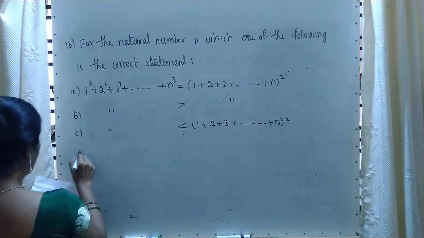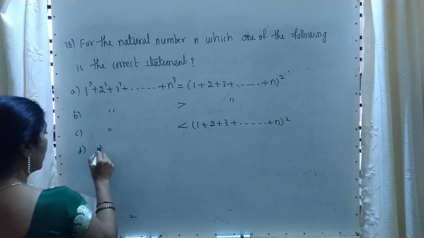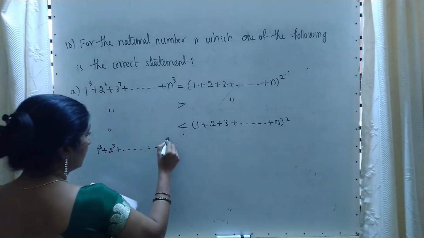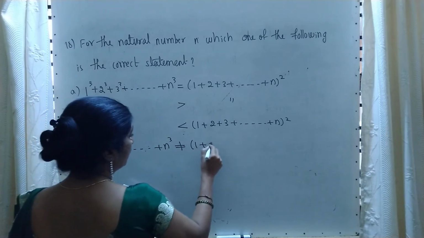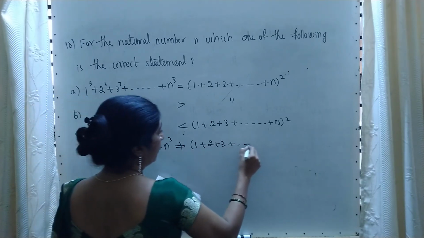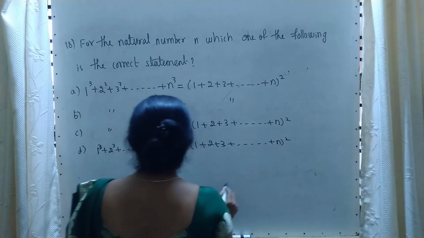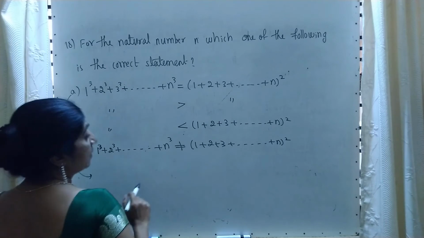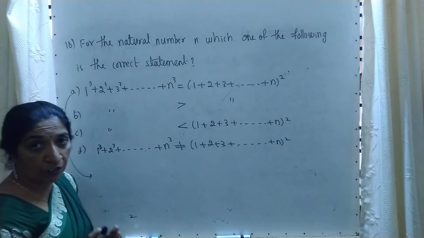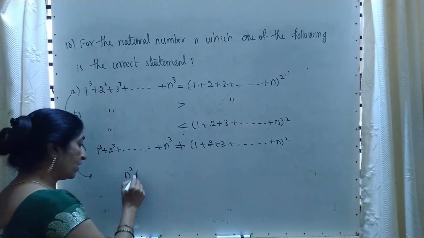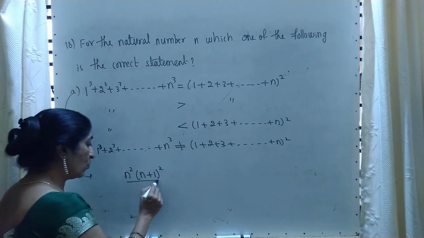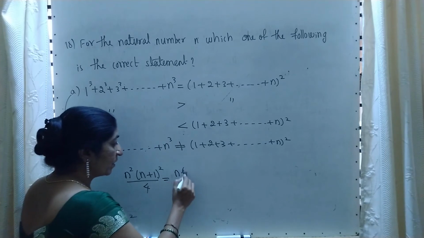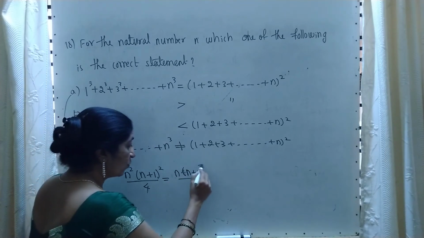Fourth one, here 1 cube, same expression, and then I am writing here not equal to. We don't know which it is, so check one by one. If you take the first one, 1 cube plus 2 cube plus 3 cube up to n cube is what? Summation n cube. Summation n cube formula is what? N square into n plus 1 whole square divided by 4. Or you can write n into n plus 1 divided by 2 whole square.